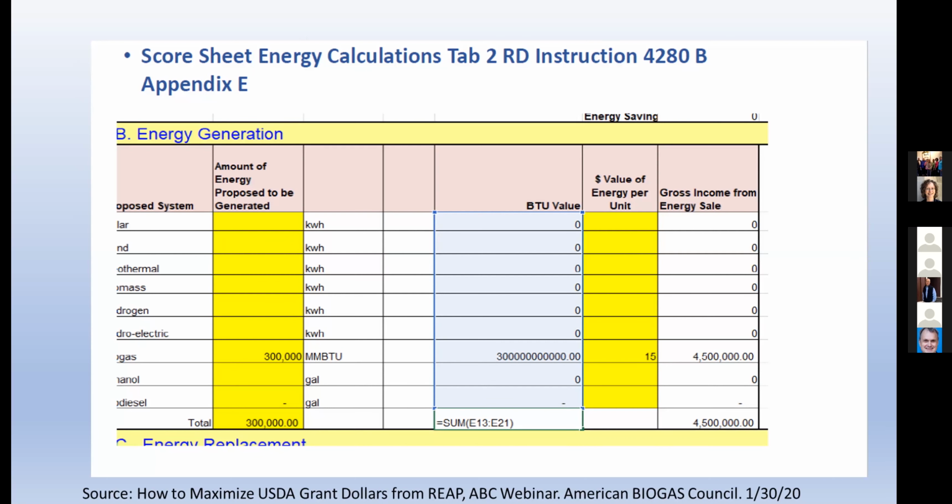And so you'd be using a score sheet like this, and this is actually in one of the forms that Chuck talked about. It's just basically a spreadsheet. And this is an example I took from another presentation where they were looking at biogas generation. That was the new energy. And they proposed that 300,000 MMBTUs were going to be generated, and they looked at the dollar value of that and came up with a gross income from the energy sale. Okay, so this is a valuation of the power that would be generated from the project.